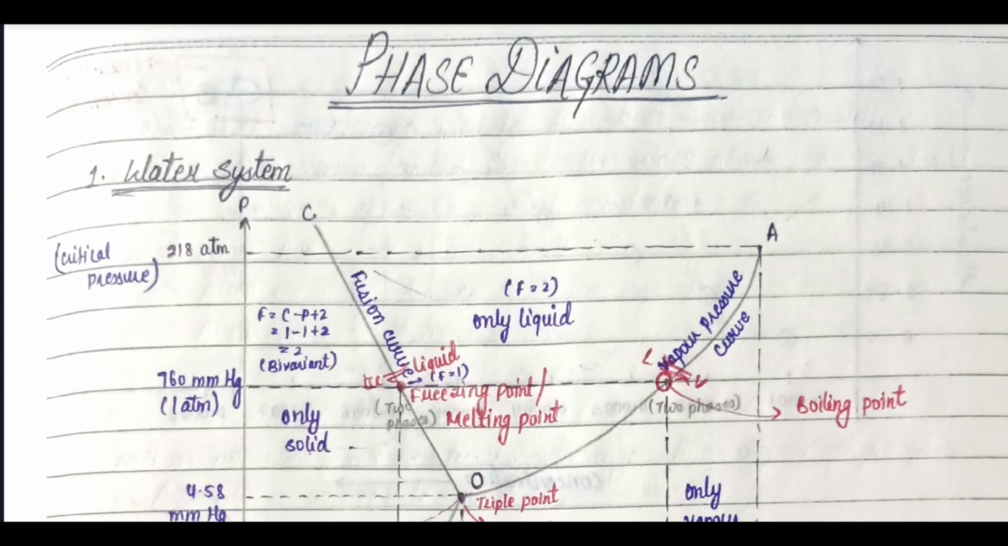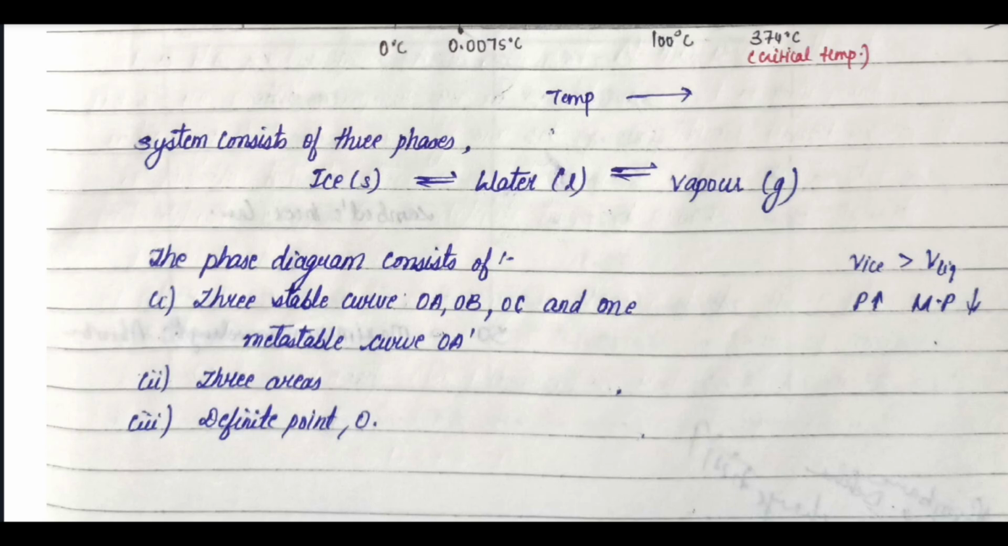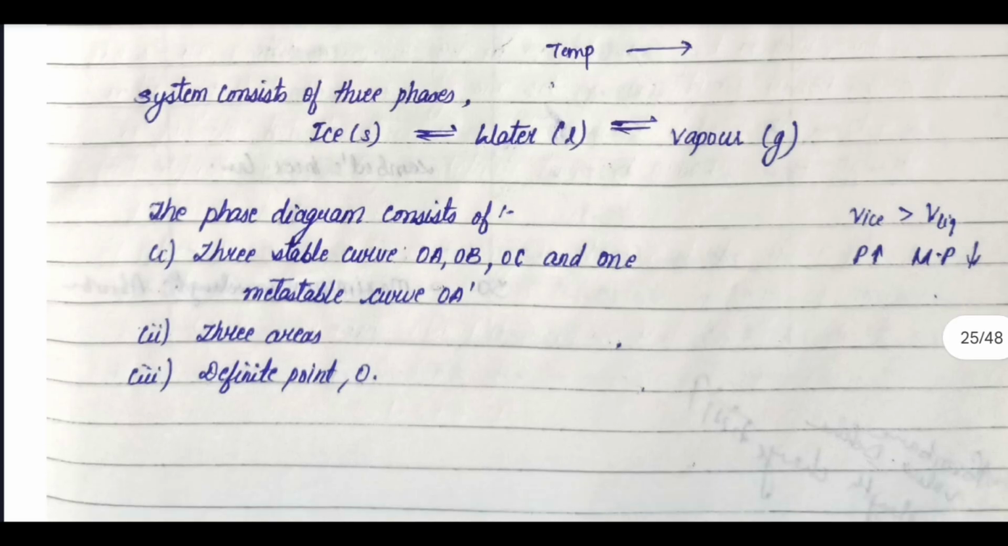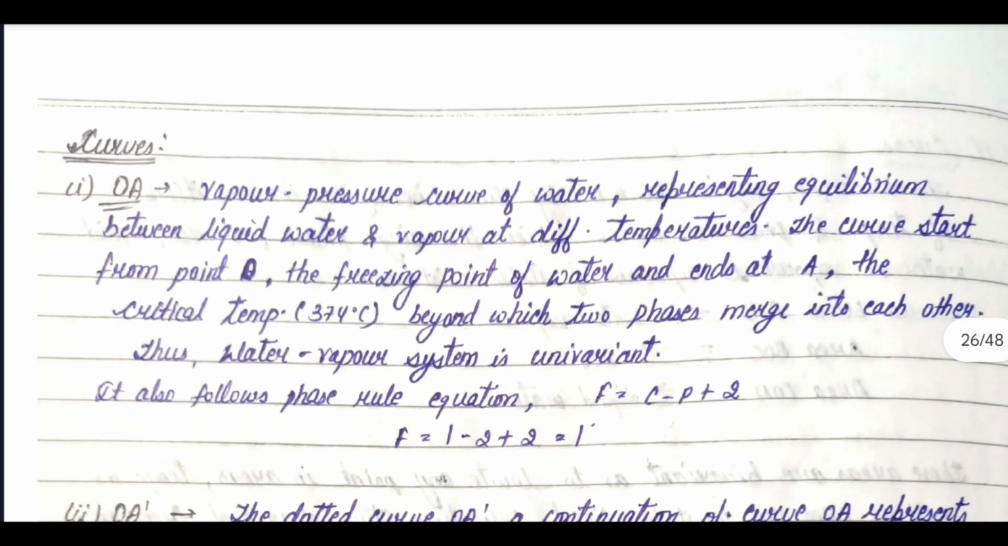Phase diagram. First, water system. The system consists of three phases: ice, solid; water, liquid; vapor, gas. The phase diagram consists of, first, three stable curves OA, OB, OC and one metastable curve OA dash. Second, three areas. Third, definite point O.